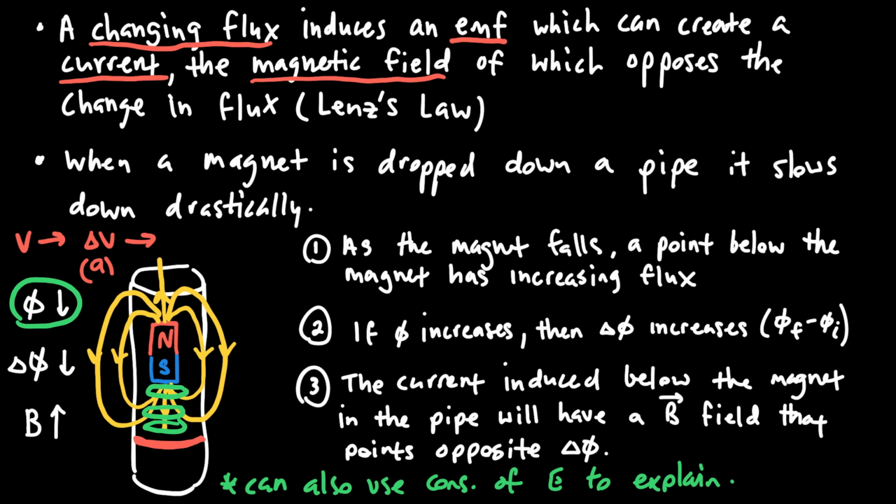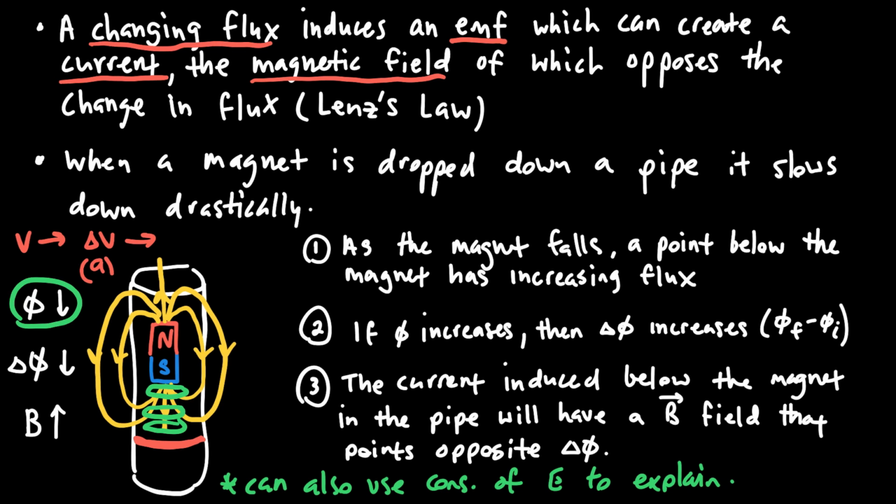Lastly, and this is getting us to number 3, I know that because of that changing flux, there's going to be a current produced in this pipe. And the direction of that current needs to create a magnetic field that will oppose the flux. And since the change in the flux points down, then that magnetic field needs to point up. Which means that there needs to be a magnetic force that points up.